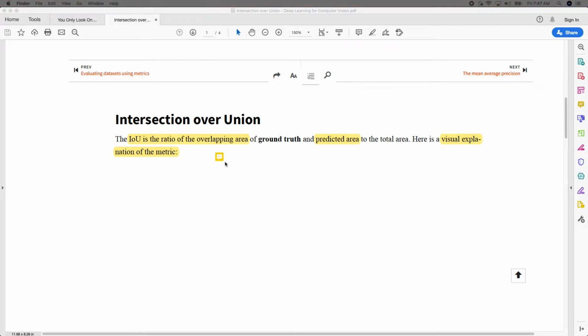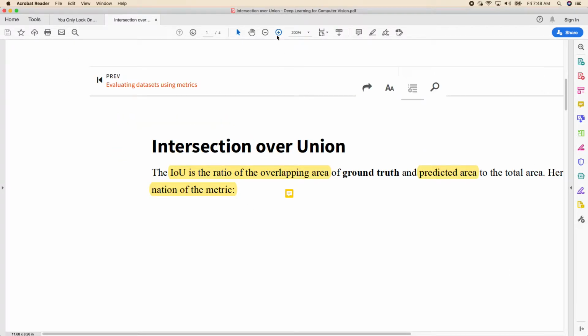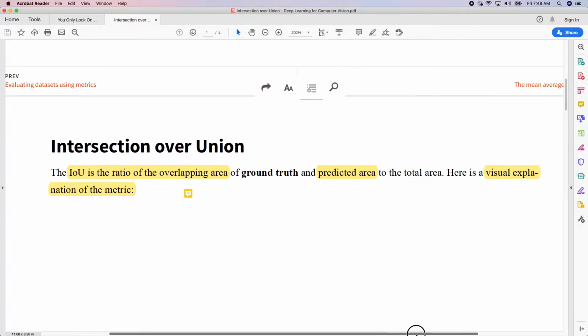Alright guys, welcome to our next tutorial series on object detection, which is a research area in computer vision. For the next few tutorials we shall be looking at some important terminologies that are very necessary for us to be able to understand research papers in computer vision and especially in object detection.